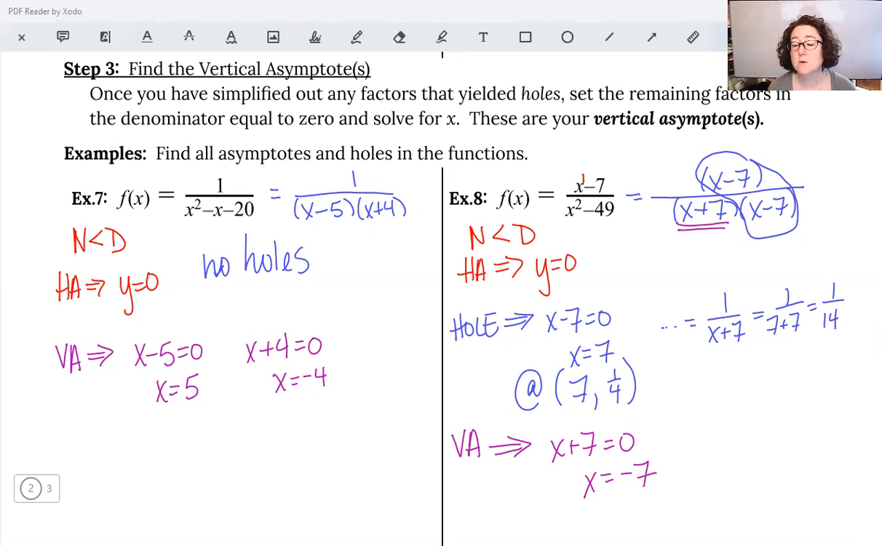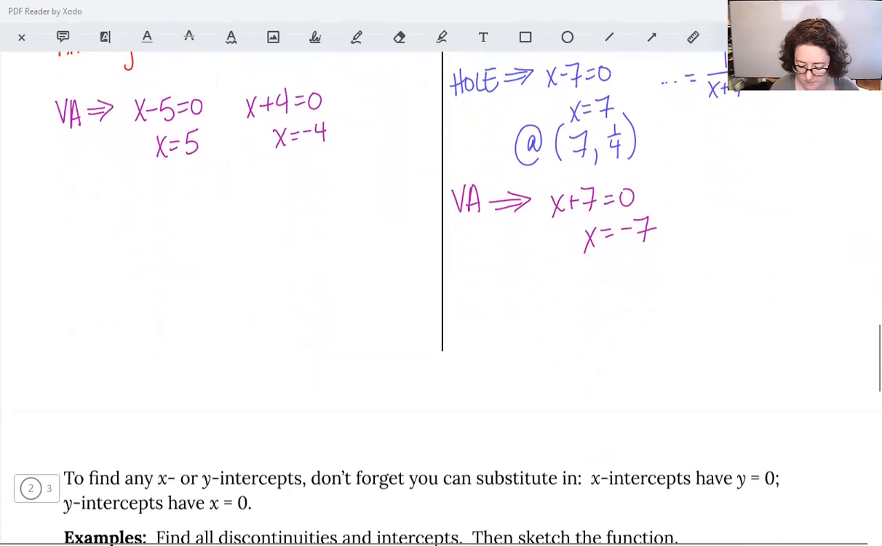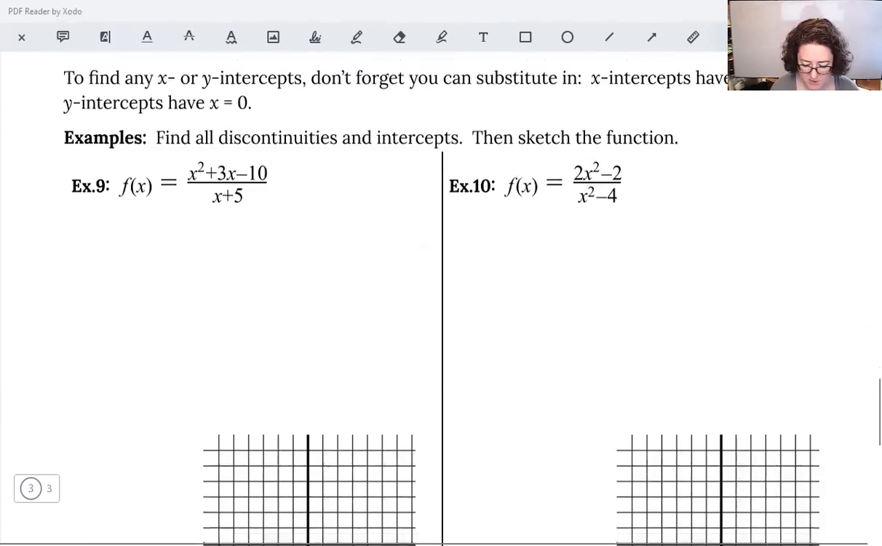And don't forget, you can always check things on your Desmos calculator, but that's only going to give you your general shape. You can check your x and y intercepts as well, but it won't tell you exactly where the holes and asymptotes are. Always need to do the algebra behind it. All right, so our last 2 examples, here we go.